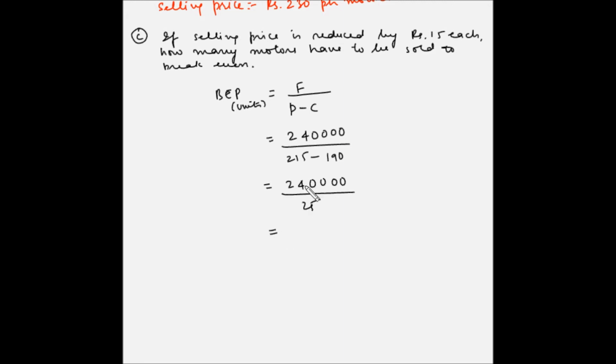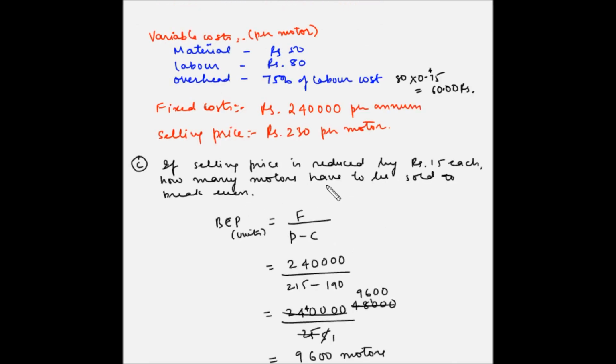So let's divide both these numbers by 5. So 5 5s are 25, 5 4s are 20, 4 carry over, 5 8s are 40, and then 3 zeros. Again let's divide by 5. So 5 1s are 5, 5 9s are 45, 3 carry over, 5 6s are 30, and 2 zeros. So 9,600 motors need to be manufactured and sold per year in order to break even if our selling price is reduced by 15 rupees each.